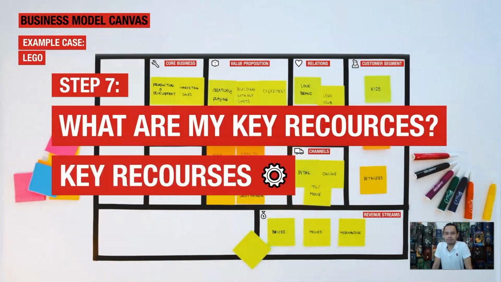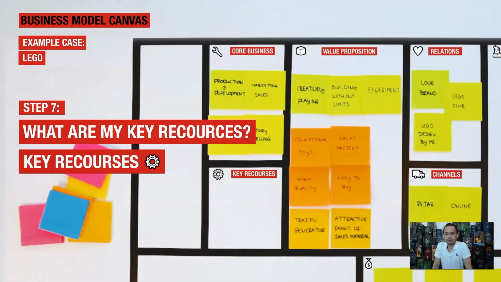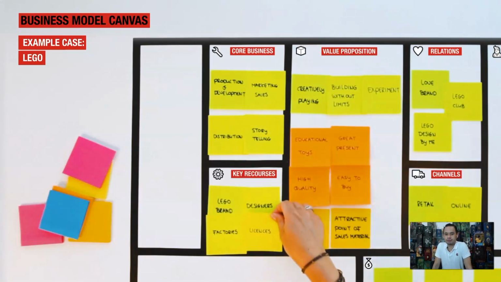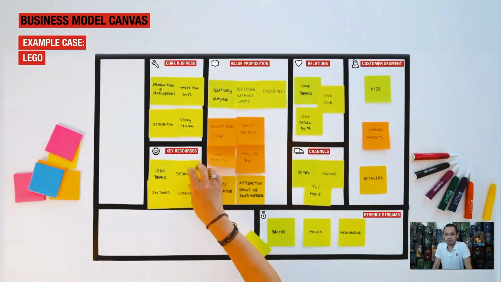Ask yourself what key resources you have in-house as an organization to deliver your value. In the case of LEGO, the following applies to them: the brand, the designers of LEGO, the factories, and the licenses for the stories they create.